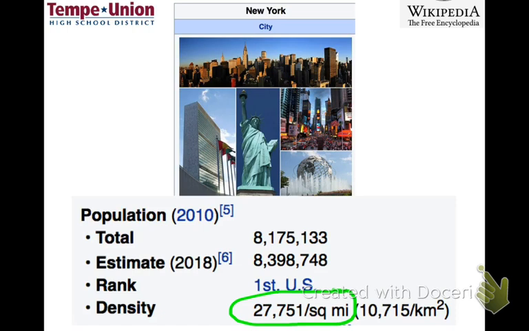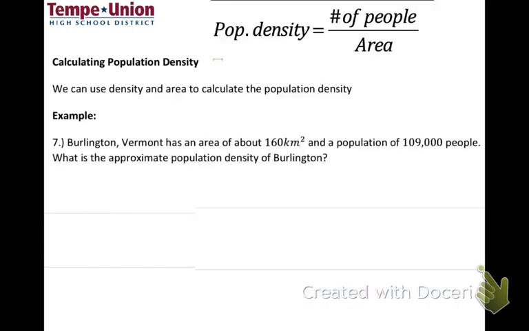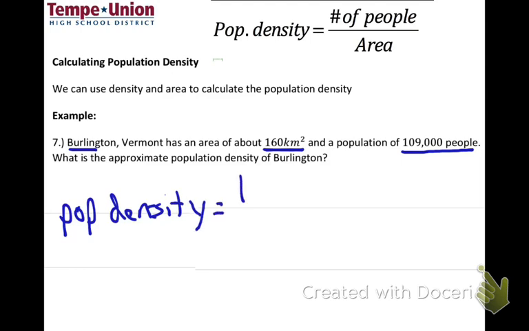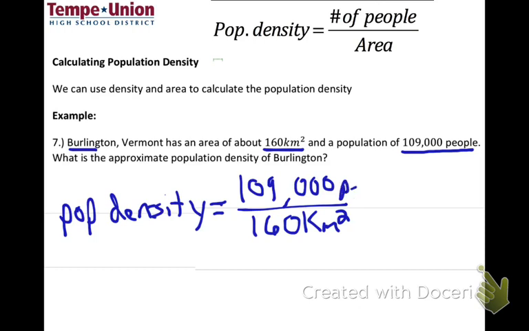All right, so let's look at how we actually calculate population density. Population density is defined as the number of people there are per amount of area that you have. So it's the number of people divided by the area. That's a really simple calculation. So let's say we've got this city, Burlington, Vermont, and we know that the area of this particular city is 160 square kilometers, and there are this many people in that city. We just take the number of people, 109,000, and divide by the area, which is given as 160 square kilometers. I should put people on the top, and then you just divide and you get some decimal.